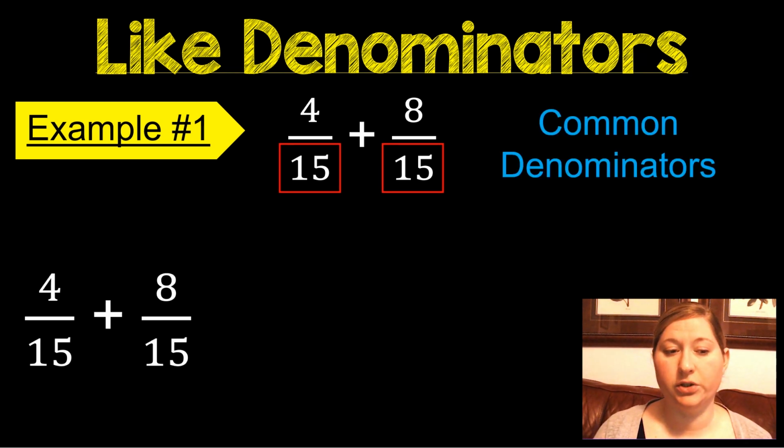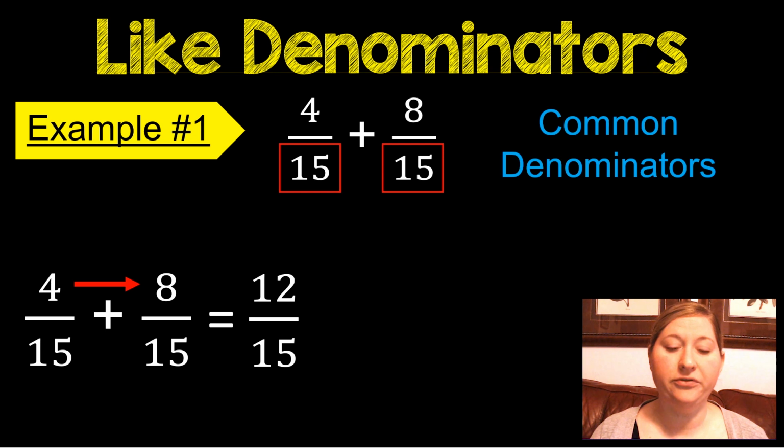So what I can do is bring the 2 fractions down, and since there are common denominators, I'm going to go ahead and perform the operation with the numerators. So I'm going to do 4 plus 8. Now I know 4 plus 8 is 12, and I keep the same denominator. So I'm going to keep 15 in the bottom. Now 12 over 15 can reduce.